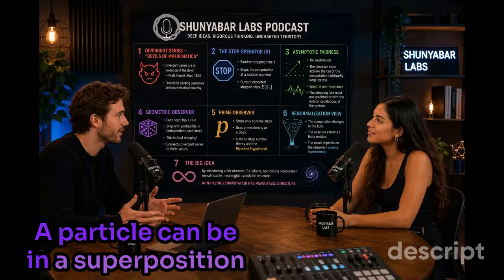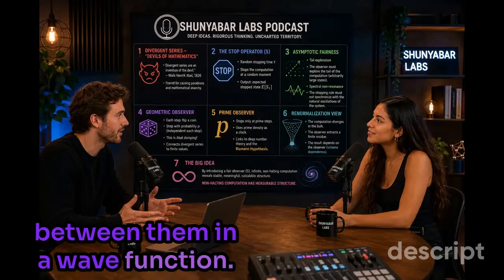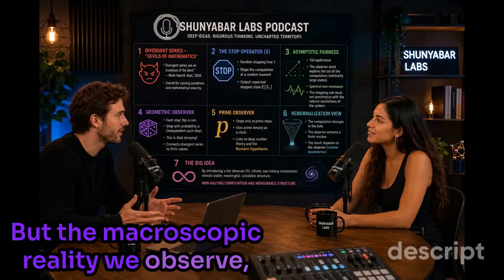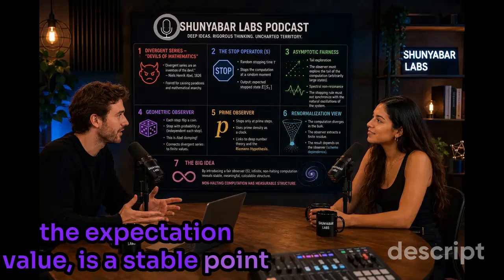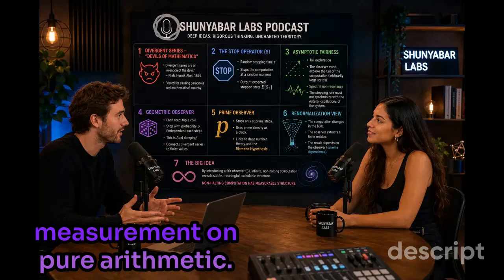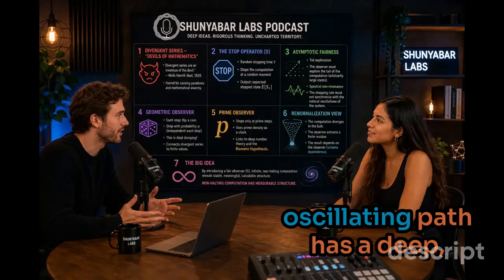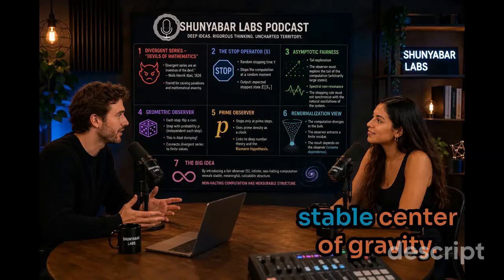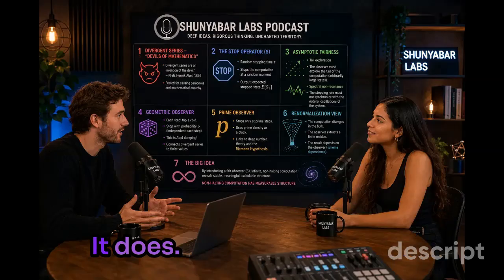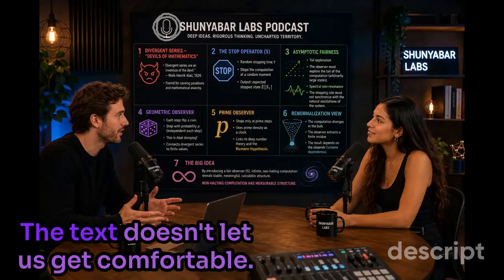A particle can be in a superposition of 2 discrete states, bouncing between them in a wave function. But the macroscopic reality we observe, the expectation value, is a stable point right in the middle. The STP operator is doing quantum measurement on pure arithmetic. That's a perfect analogy. It shows that even a non-halting oscillating path has a deep, stable center of gravity. It does. But Grandi's series is bounded. The walls are close together.